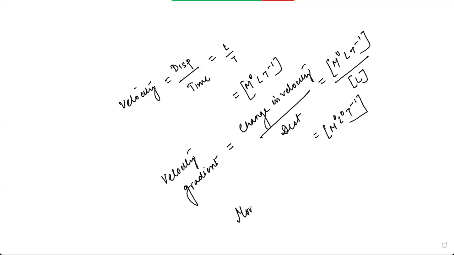Dimensional formula of momentum. It is the product of mass into velocity. So the dimensional formula of momentum is [M L T^-1]. Now the dimensional formula of acceleration.